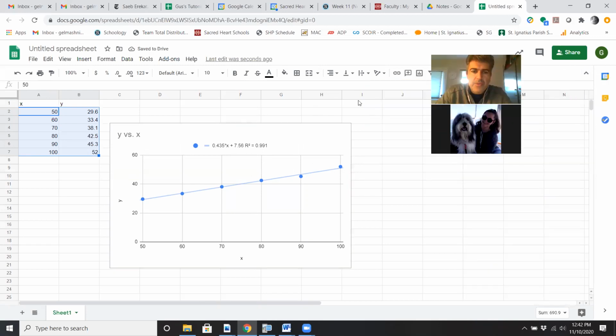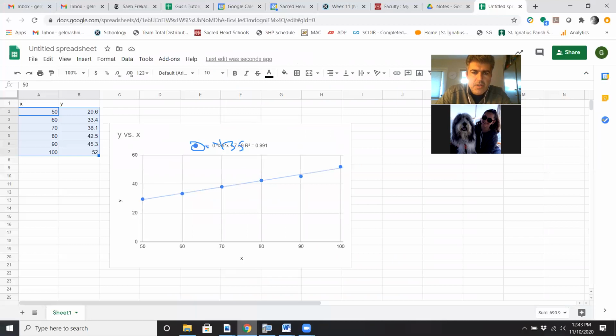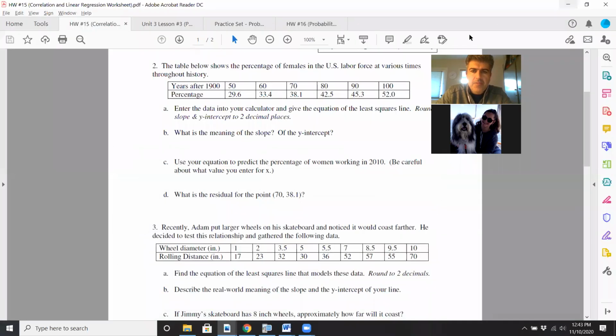So you have your equation. Your slope is 0.435. And your y-intercept, of course, is 7.56, it looks like. Yeah, 7.56. And it looks like this is looking at the percentage of females in the U.S. labor workforce. So in 1950, this is years since 1900, there are not too many females working. By the time we get to the year 2000, 52%. Okay, so that's good.